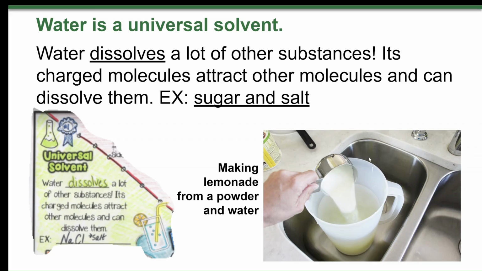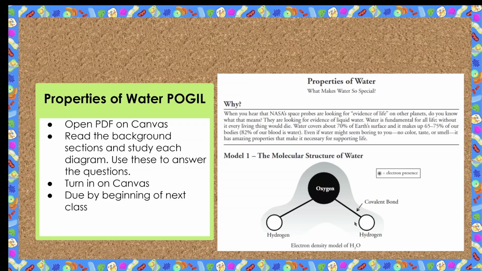So over here in this example, we have someone making lemonade in the sink. You have a pitcher filled with water, and they're just adding sugar. If you stir it, eventually those things will dissolve. That's really important to understand, especially when we talk about hypertonic and hypotonic solutions, because water is that solvent that dilutes all those solutes. So that basically concludes all the notes that we have on the properties of water.